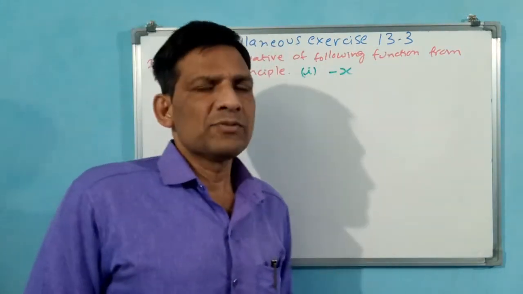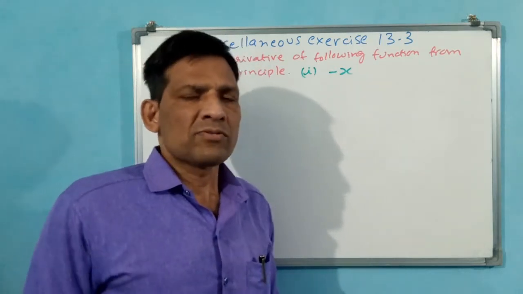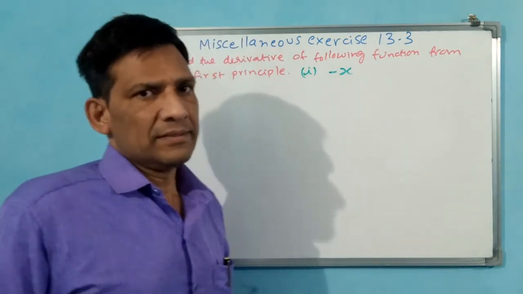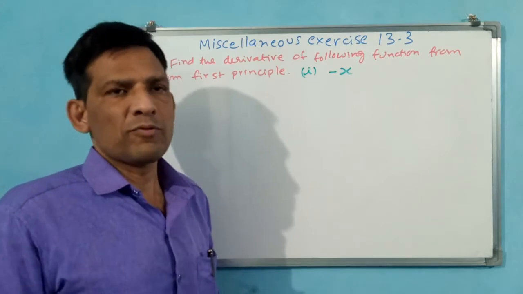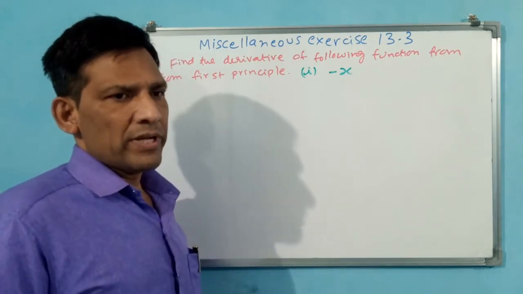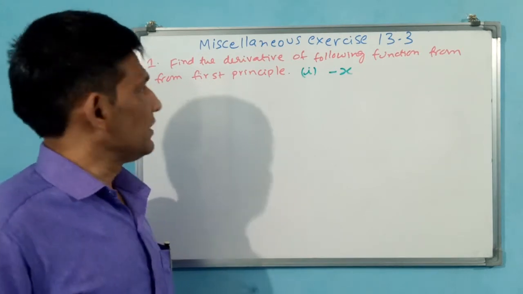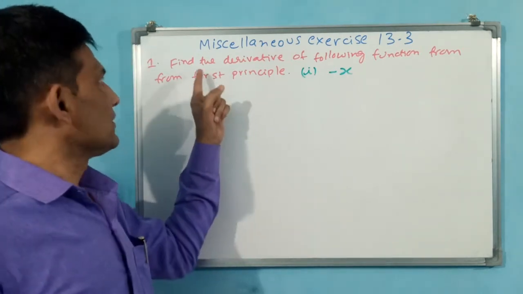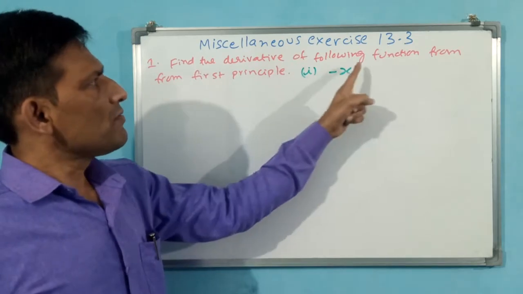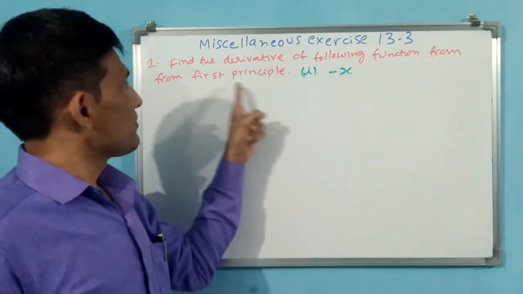Okay, let us do it one question by one. We will try to solve at least 8 questions in this class. First question has another 4 parts. We can say total 8 plus 3, 11 questions. See, what is the first question? Find the derivative of the following function from the first principle.